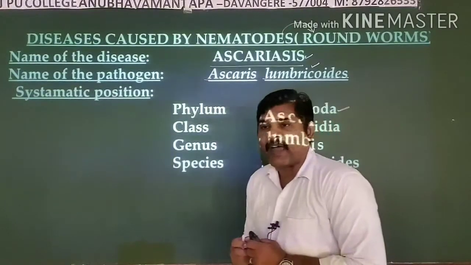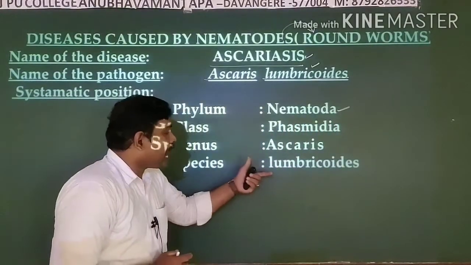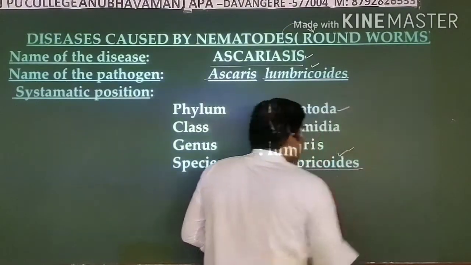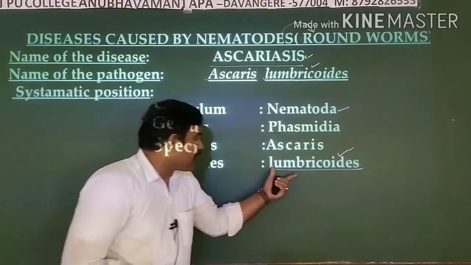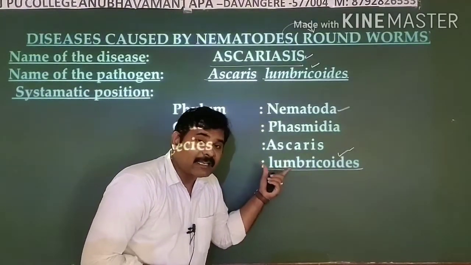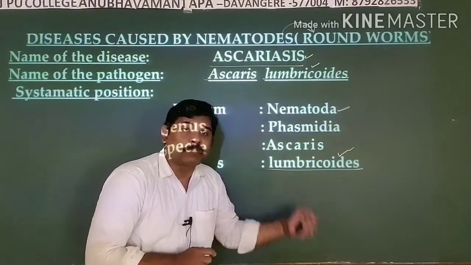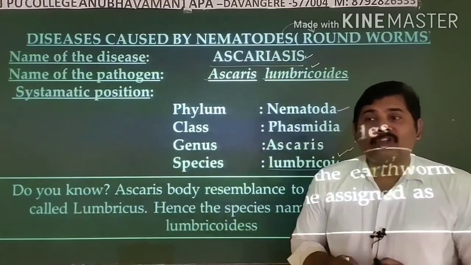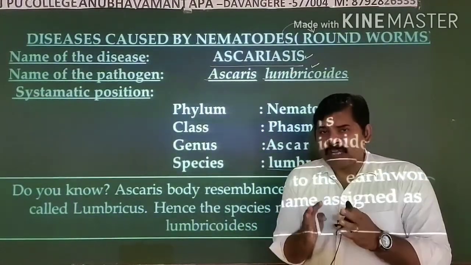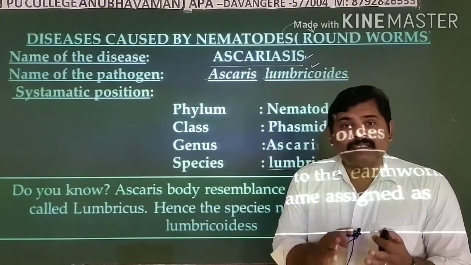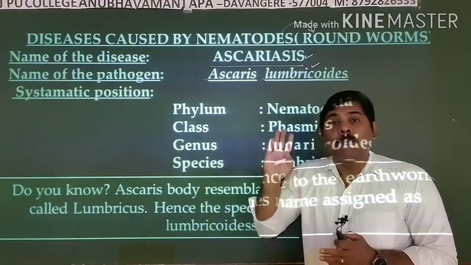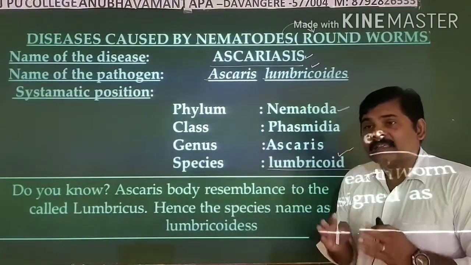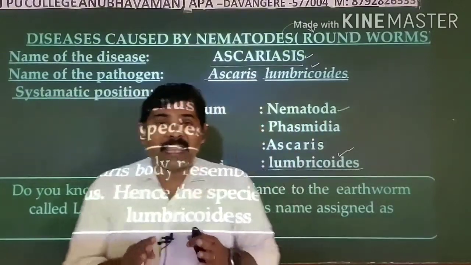There is an interesting fact behind giving the scientific name of this Ascaris lumbricoides. Particularly, the species name of this parasite was assigned as lumbricoides. There is an interesting cause for assigning this species name to it. When you see the earthworm, its name is Lumbricus. And the body structure of the earthworm Lumbricus almost resembles the body structure of this nematode parasite. That is the reason why the species name lumbricoides is assigned to it.